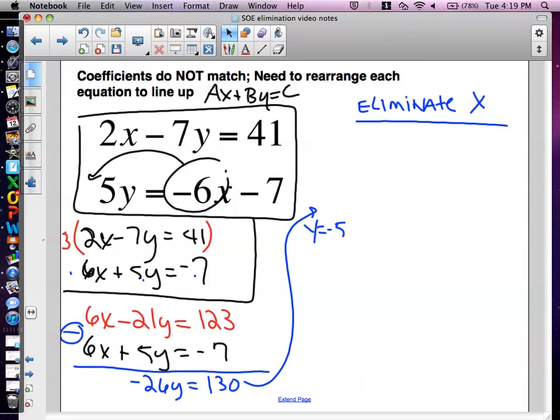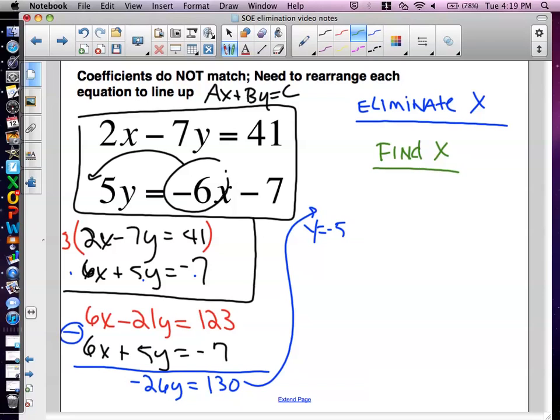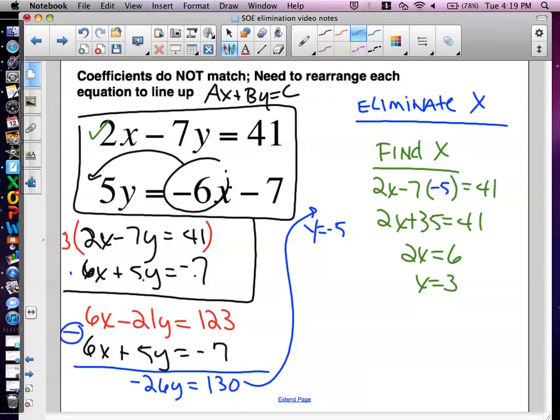And now I have to find the x value. I simply went back to the original first equation. And in place of y, we'll put in the number -5. And I can see that the solution to this system is the ordered pair, +3, -5.